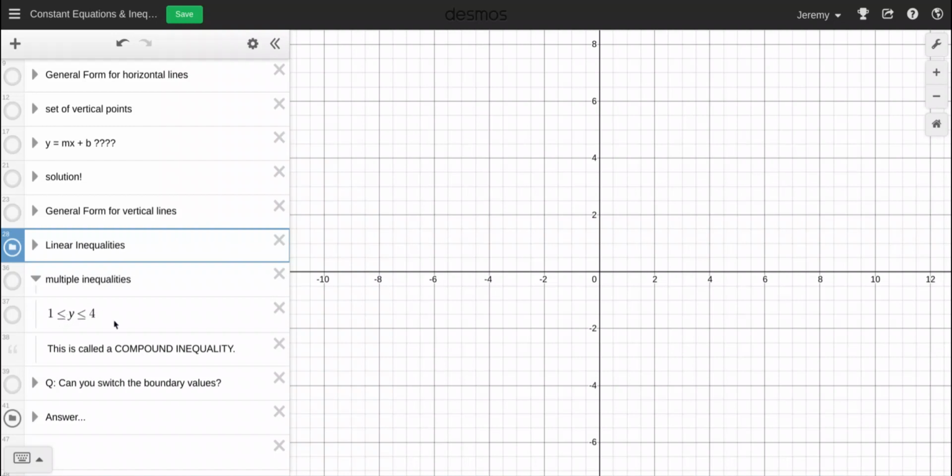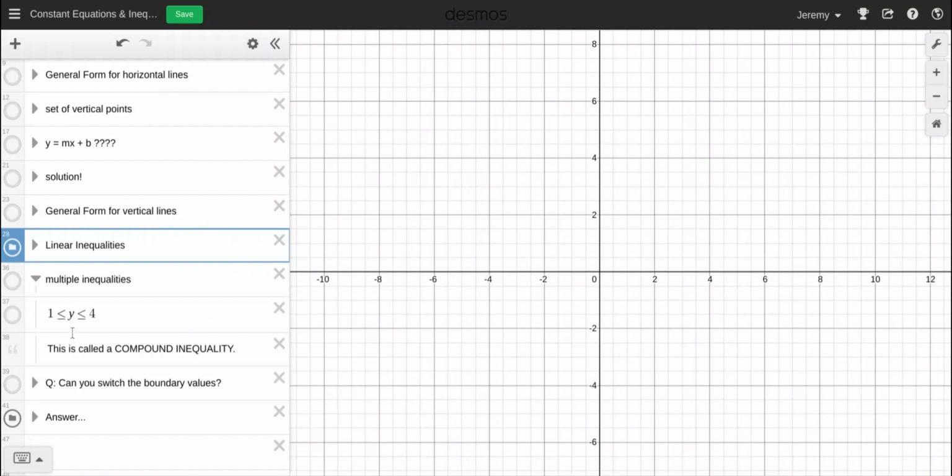Can you think of a number such that 1 is less than or equal to that number, which is also less than or equal to 4? Maybe a number like 3. 1 is less than or equal to 3, and 3 is less than or equal to 4. So 3 would be a solution to this.